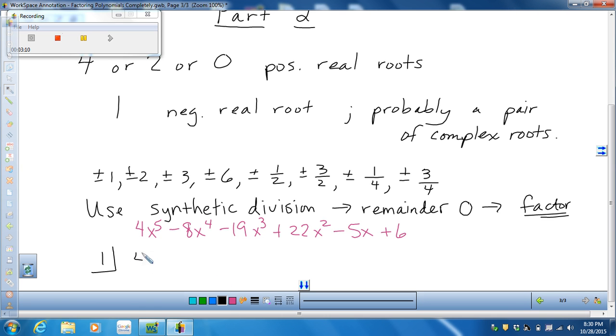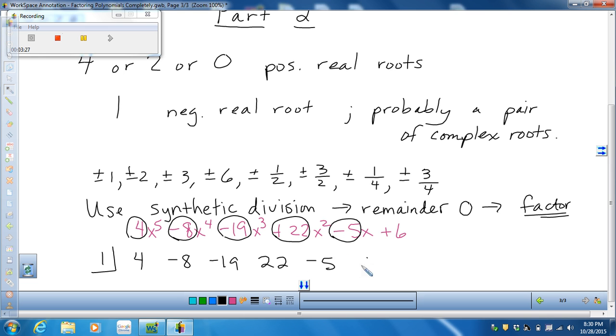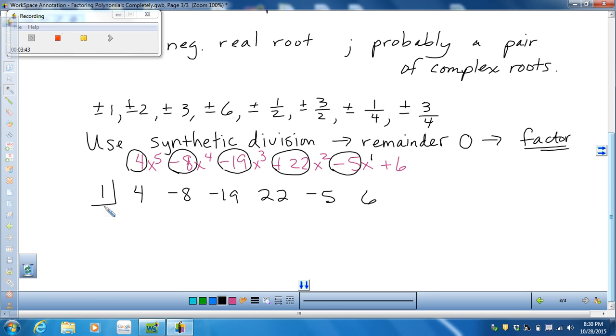So I've got a 4, a negative 8, a negative 19, a 22, a negative 5, and a 6. Notice it was in descending order. So we had our 5, then our 4, then our 3, then our 2, then our 1, and exponent of 0. So everything's accounted for. Now we're ready to start our synthetic division. So we're going to start out with positive 1, and then I'm going to go try negative 2 and keep going from there.